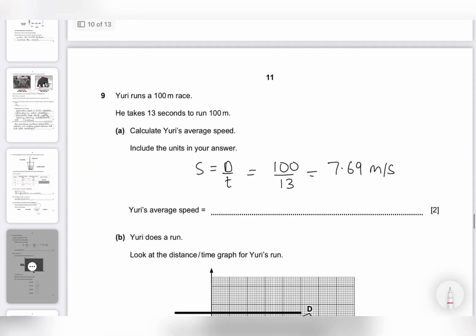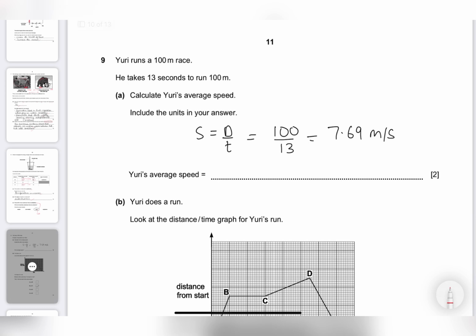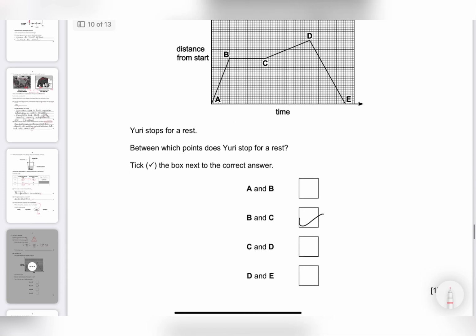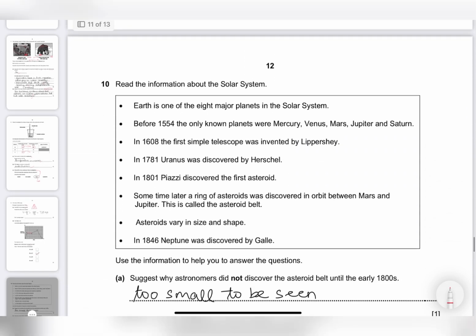All right. Yuri runs a race. Calculate Yuri's average speed. You know this triangle, right? All of you. This is distance, this one is speed, this one is time. Now, speed equals distance upon time. That is 100 divided by 13, and your answer is 7.69. Don't forget the unit, that is meter per second. Yuri does a run. Tick the box. At which point does Yuri stop for rest? So see, this is the point at which Yuri stops. So BC, B and C.